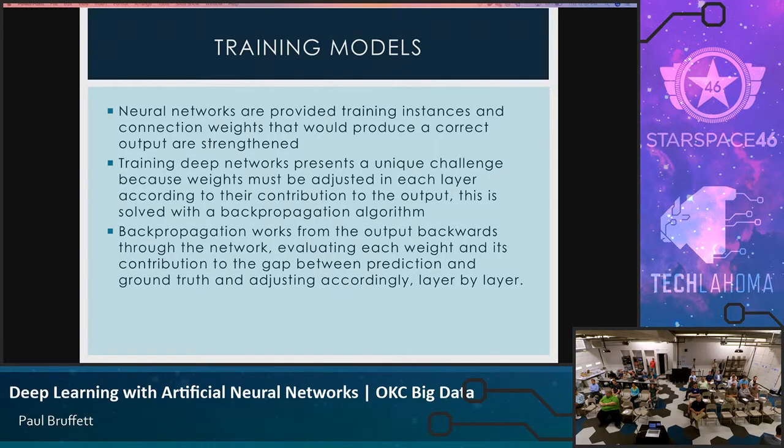Training deep networks presents a unique challenge because weights must be adjusted in each layer according to their contribution to the output. This is solved with the backpropagation I talked about. At the end of the day, we have thousands of neurons in potentially hundreds of layers. How do we figure out what this neuron's contribution is? And that's why we work from the top down, right? Backpropagation works from the output backwards through the network, evaluating each weight and its contribution to the gap between the prediction and the ground truth, adjusting it accordingly layer by layer.